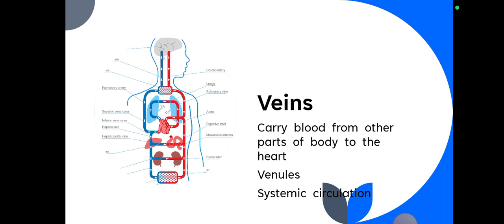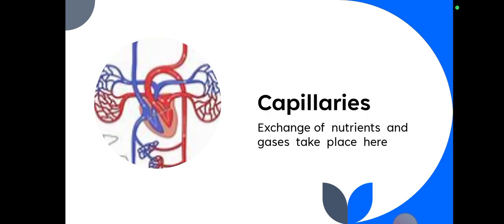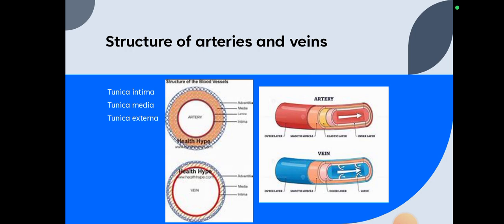This is also a part of systemic circulation and pulmonary circulation, as you can see in the diagram. Now capillaries, they exchange nutrients and gases. So capillaries are very small, as you can see in blue and red, also very small as compared to arteries and veins.